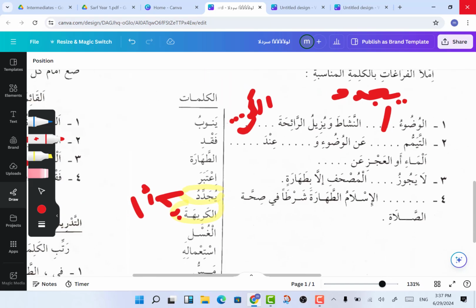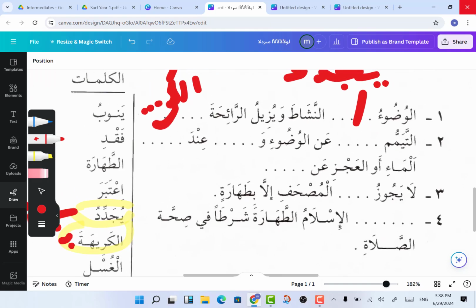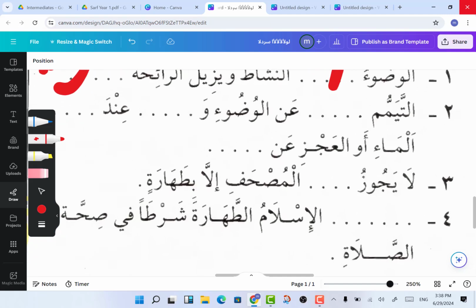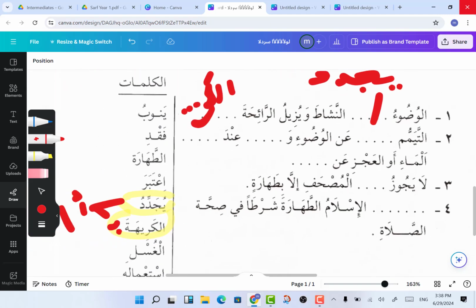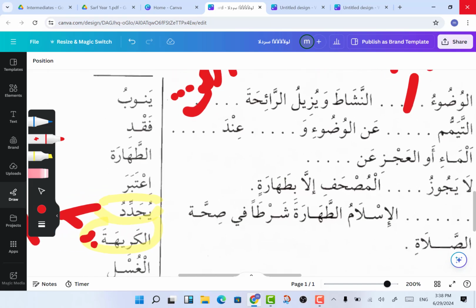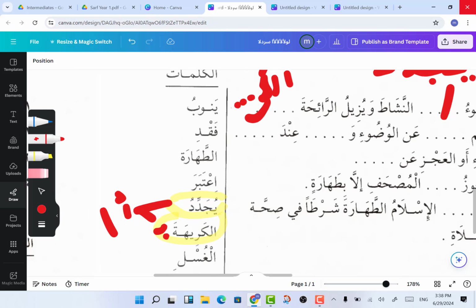Now, number two. At-tayammum dash anil wudu'i wa dash inda faqdil ma'i aw al-ajzi. At-tayammum, your tayammum dash anil wudu. You know, tayammum is replacing, staying in the position of your ablution. That's yanubu. Yanubu.